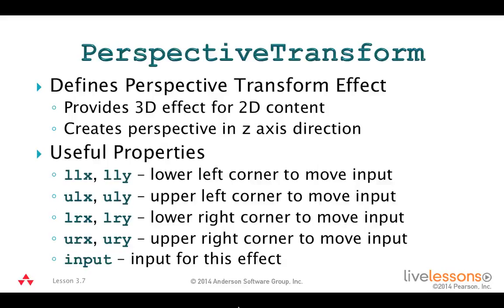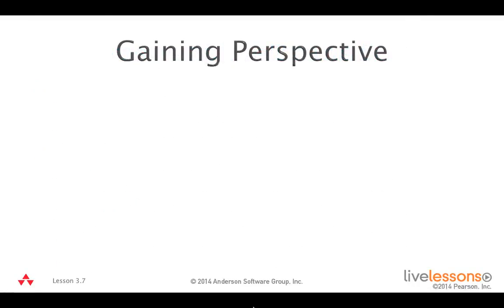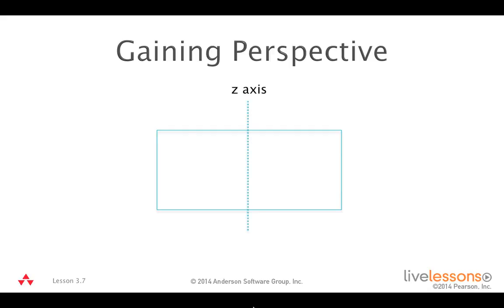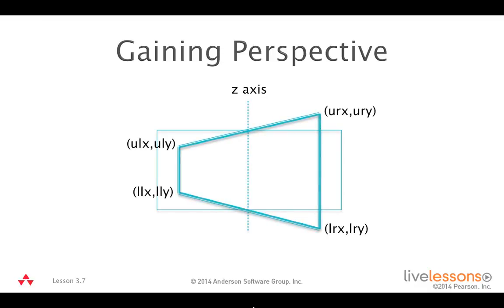Now, to better show you how to use these coordinate properties, let's explain how this all works. This is a diagram that shows you how to specify the coordinates of a perspective transform effect. The box shown is the original input source. Around the z-axis, shown here as a dotted line, we move the endpoints of the input source. And here's an example of a perspective transformation.